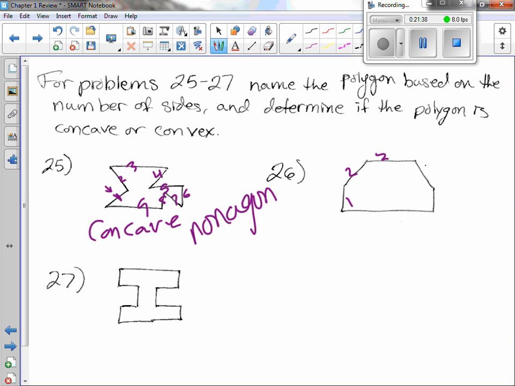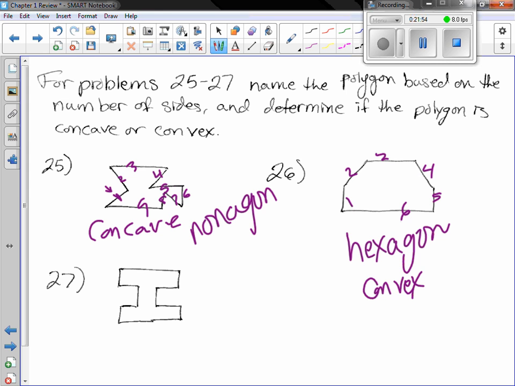1, 2, 3, 4, 5, 6. This is convex. 1, 2, 3, 4, 5, 6, 7, 8, 9, 10, 11, 12 would be a dodecagon, and this is concave.